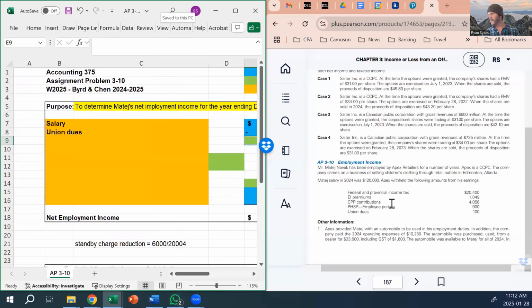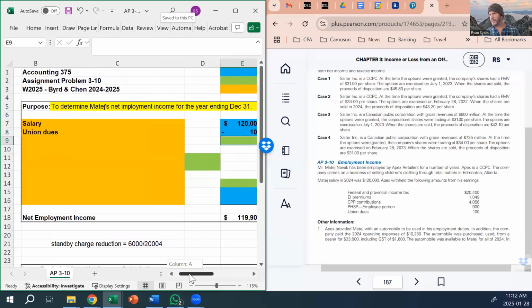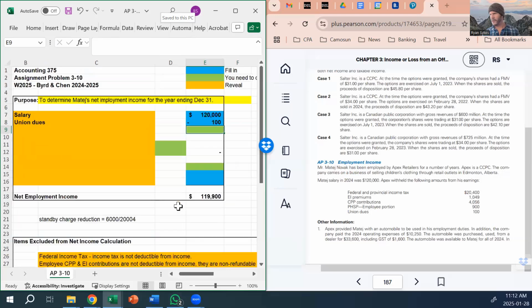So once we've gone through the basics here, then I'm going to have to go ahead and get into Mate's other information. This is usually how these questions work. Here's your taxpayer. Here's some source deductions. Here's some other info. So first up, we've got Apex providing Mate with an automobile to use in his employment duties. When your employer provides you with an automobile, you are looking at whether or not you have a taxable benefit. This isn't a deduction.